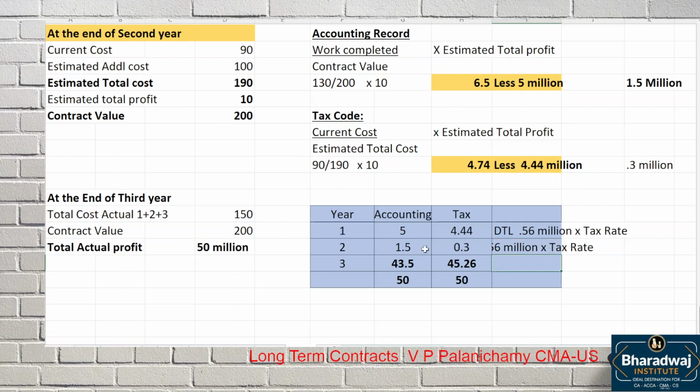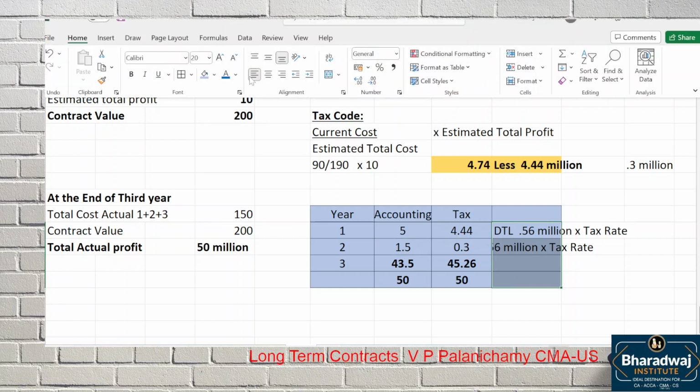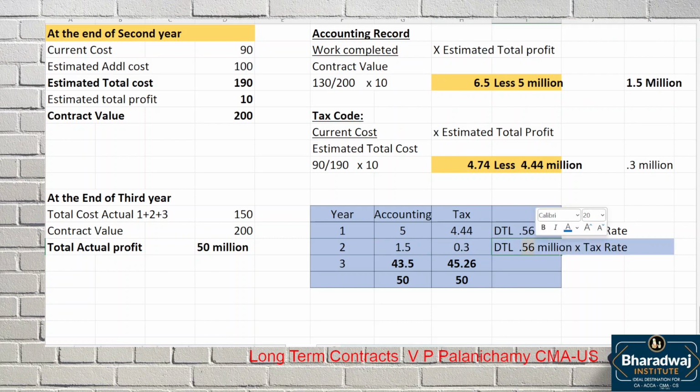What is the difference? 1.5 minus 0.3. The difference is 1.2 million. 1.2 million into tax rate you would have multiplied. Third year, don't create a deferred tax asset. We will close the deferred tax liability. We will close which one? Deferred tax liability. This also we have done through a depreciation example.